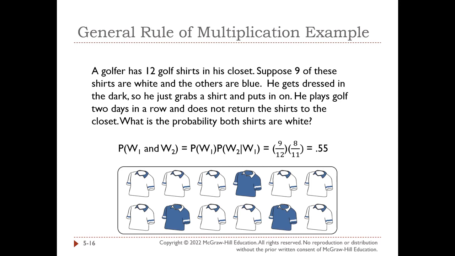Alright. So, how about an example? A golfer has 12 golf shirts in his closet. Suppose 9 of these shirts are white and the others are blue. Okay. He gets dressed in the dark. Why not? So he grabs a shirt and puts it on. He plays golf 2 days in a row and does not return the shirts to the closet. What is the probability both shirts are white?